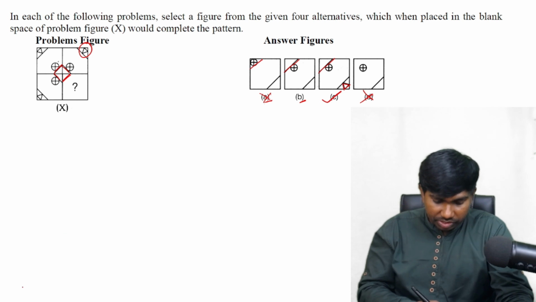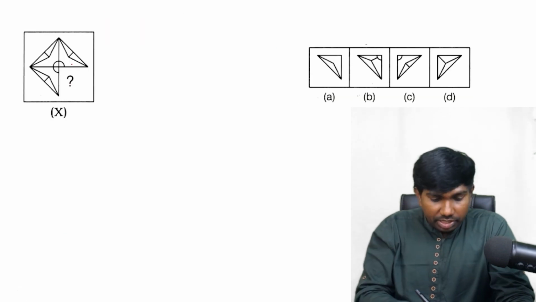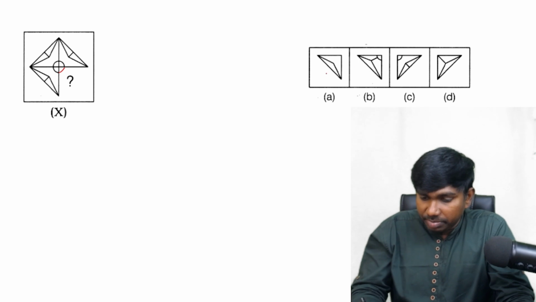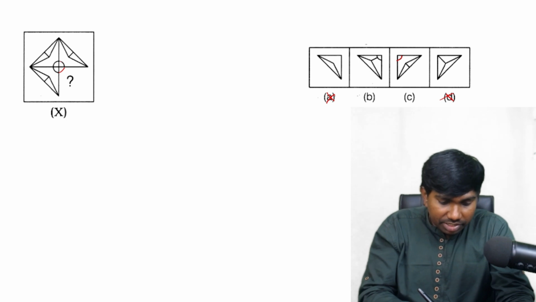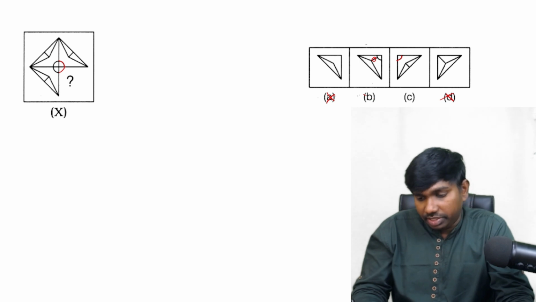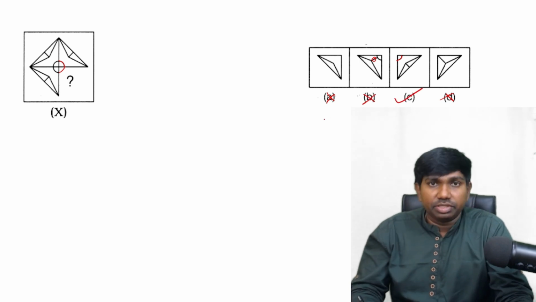Next question. Yes, let us complete it. A circular shape must be there here, and the circular shape is not available in this and not available in this, and there is a circular shape here, and the circular shape is not connected to any straight line, but here the circular shape is connected to another straight line. That cannot be. Answer is option C.